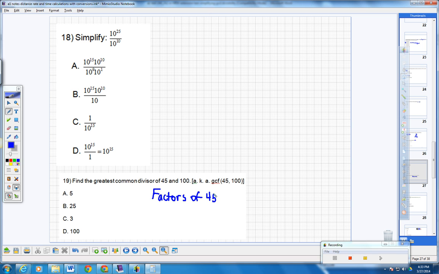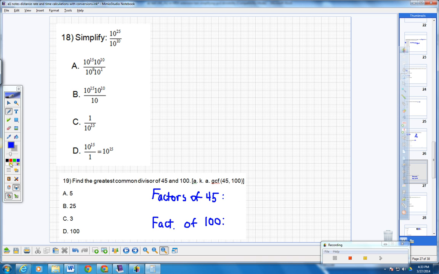Now, that's the long way to do it. Understand, that is the long way to do it. You can also do it a shorter way. And I'm going to go ahead and abbreviate here, just try to keep my time down. Factors of 100. So we could do that and list out all the factors. That would be the long way. Or we could make a factor tree and identify all the common factors that they share.